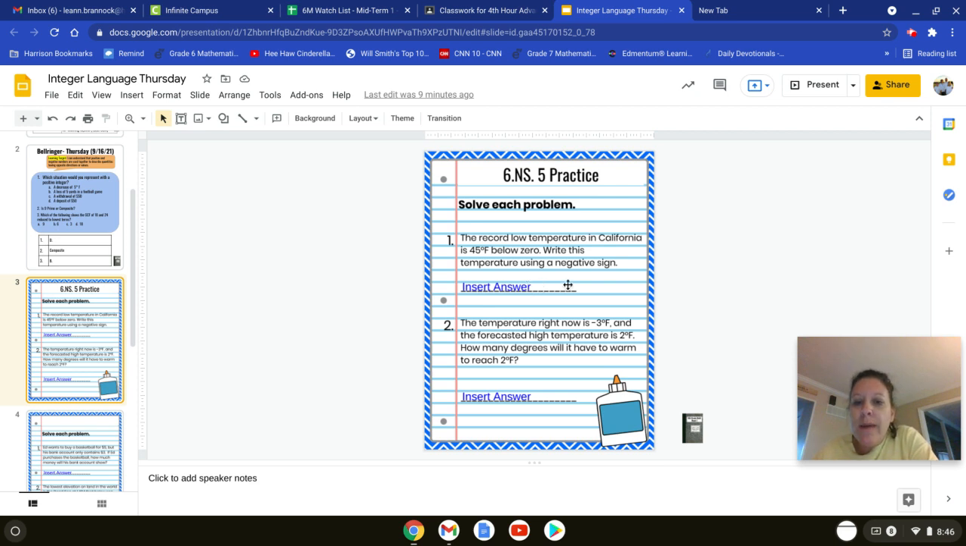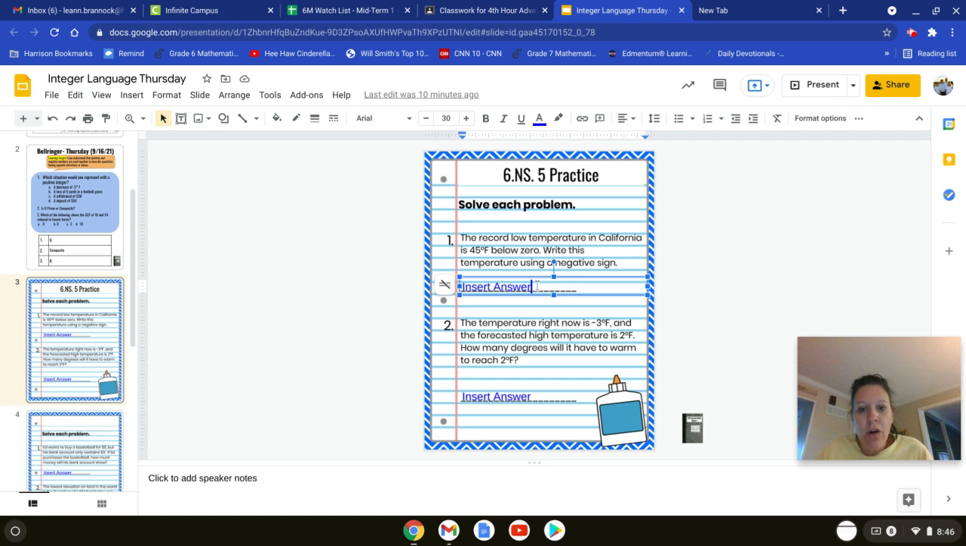What I really mean is, it says the record low temperature in California is 45 degrees below zero Fahrenheit. So I want you to write this as a number. Remember, mathematicians don't like to write. That's something that we've gone over. And so you would just write this as a number. So on your line, you would take out "answer" and write negative 45.